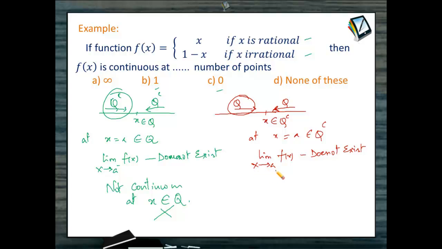Similarly, when I try to calculate the limit as x tends to a plus, there are infinitely many rational numbers on the path. So the right hand approximation cannot be evaluated. The left hand approximation cannot be evaluated. Therefore, the limit does not exist.